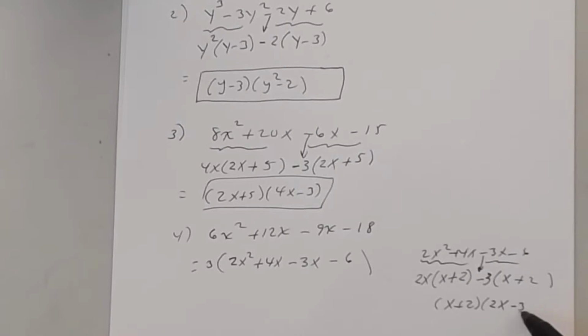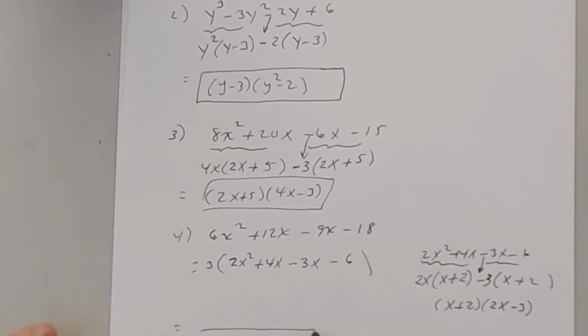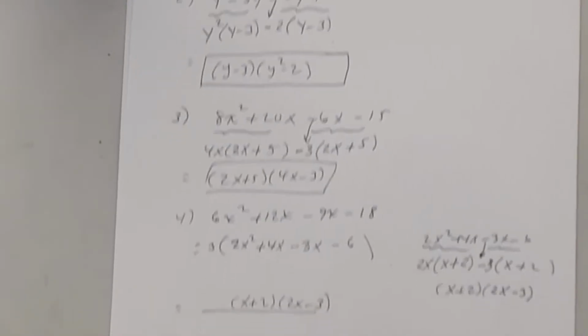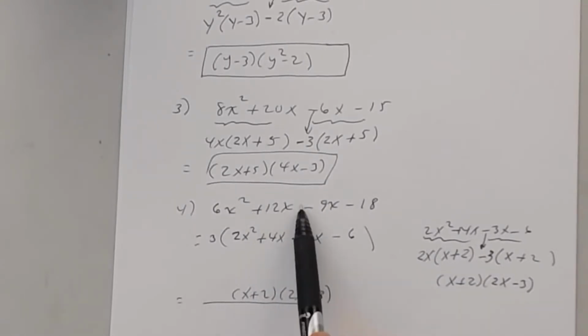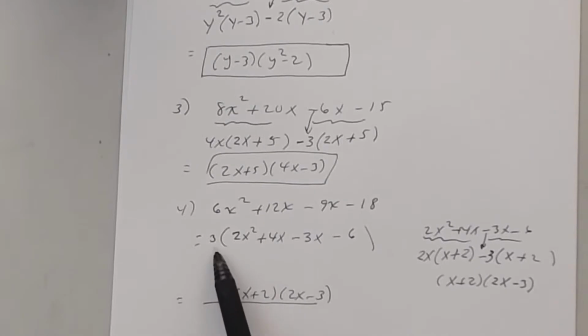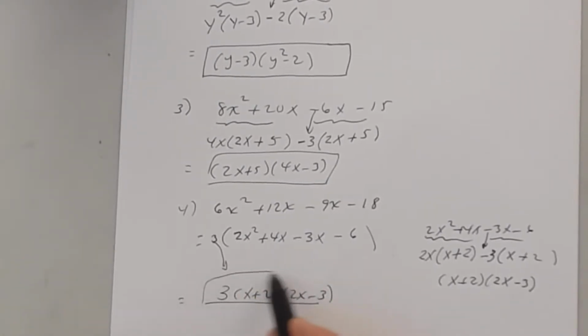2x minus 3. Now, a mistake people make is that on the worksheet, there's a blank. They're going to say the answer is x plus 2 times 2x minus 3. But remember that this right here, you factored from this. Was that the original problem? No, the original problem was this. So what am I missing in this blank? The GCF of 3. So don't forget to bring that down. So there's your answer.